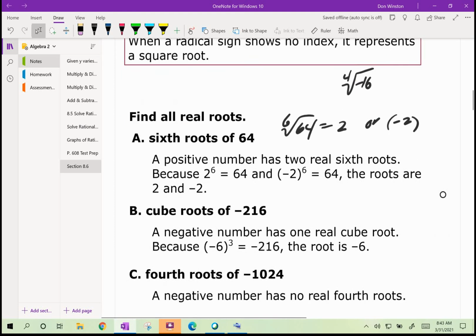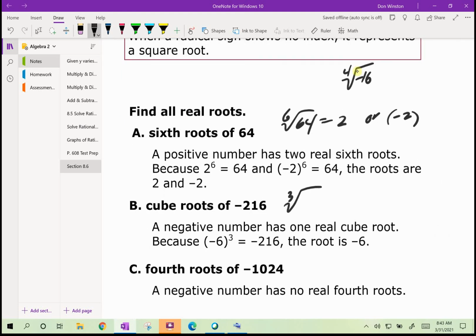The cube root of negative 216. So the cube root of negative 216, well, that will equal negative 6, because negative 6 raised to the third will equal negative 216.